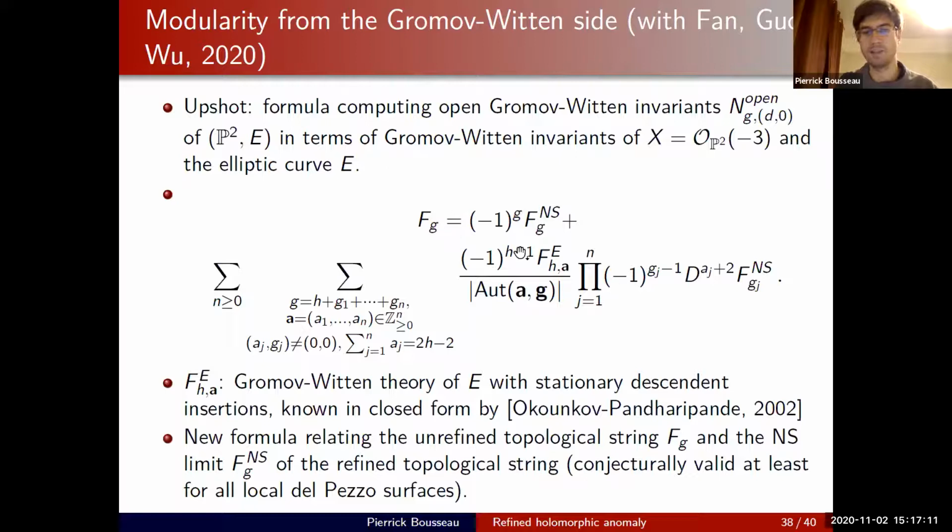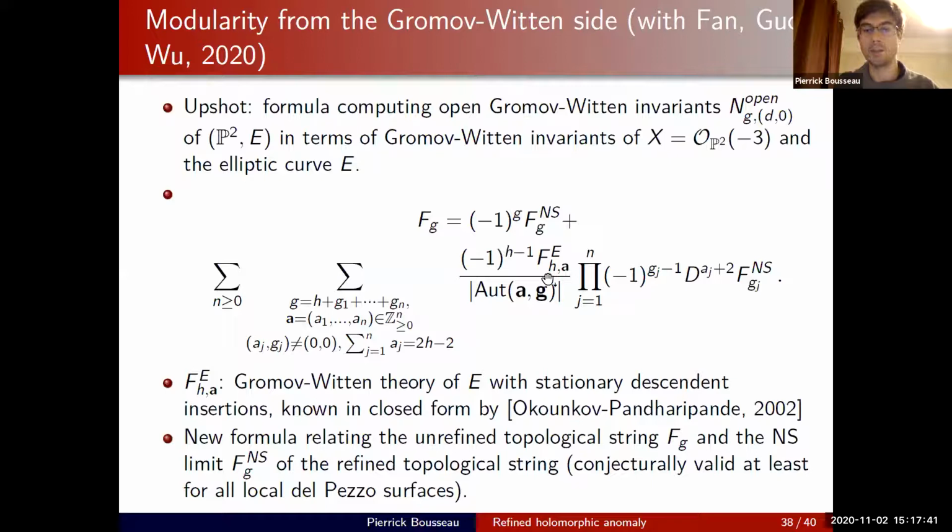So in this explicit formula, you have contribution of Gromov-Witten theory of the elliptic curve. But this thing is something which is known in essentially closed form by some old computation of Okounkov-Pandharipande. They are like explicit polynomials in Eisenstein series. So these things essentially are known, and you get the explicit formula which relates these two orthogonal limits of the refined topological string. And as far as I know, this formula was not known before.